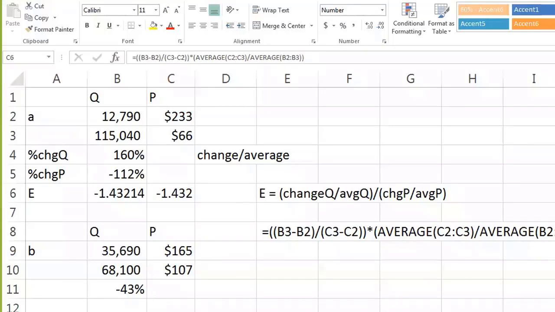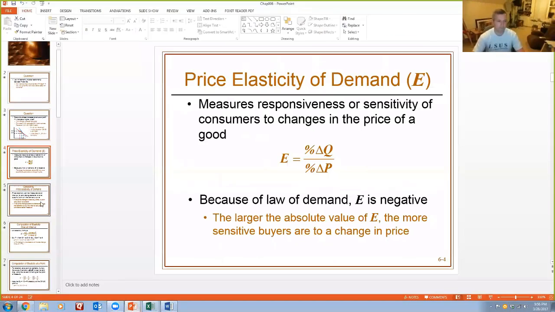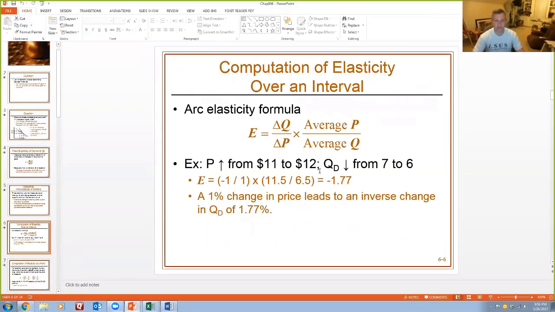I did it the way that the book does it on its page, or it's slide 6. So it's figuring out the change of Q, dividing by the change of price, and then multiplying it by the average P divided by the average Q.